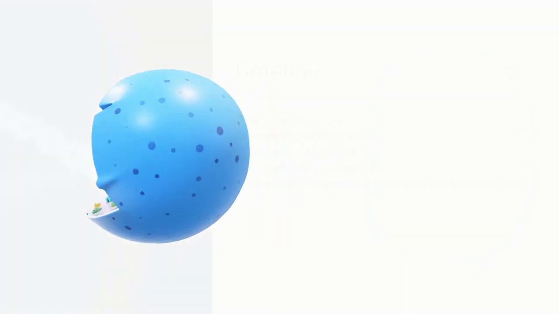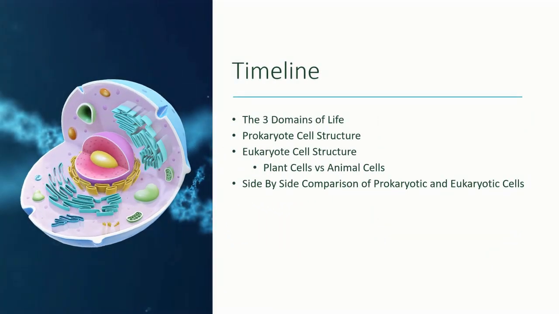Here is our timeline for our discussion today. We're going to start with just briefly going over the 3 domains of life. Then we're going to look at the structure of prokaryotic cells, as well as then eukaryotic cells. And then within eukaryotic cells, we have our plant cells and animal cells. So we're going to explore those together a bit. And then we're going to conclude by doing our side-by-side comparison of the cells we just talked about.